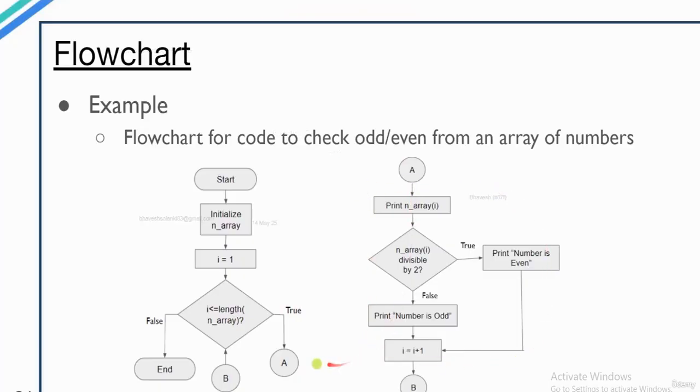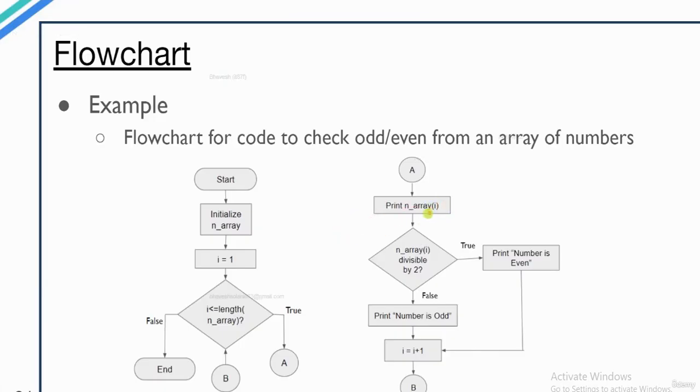Here I've used a connector because this is the end of the page, and generally we don't propagate a flowchart towards the right. So it is best to put a connector here and then resume the flow of control from the right hand side. So when this condition is true, the control basically comes to this connector, and then from this connector to this print statement. So what happens is when the condition is true, first we print the n array of i. So i is 1 in the first iteration.